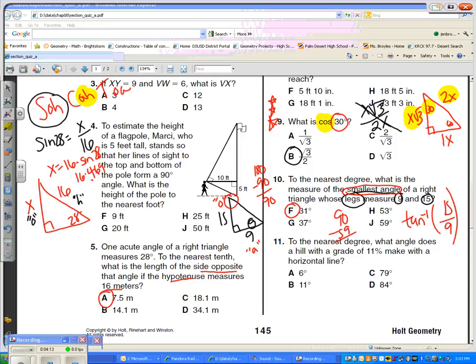So that means that these two other angles have to equal 90 degrees. So 31 plus 59 equals 90 degrees. Okay, number 11, we did this one in class as well.